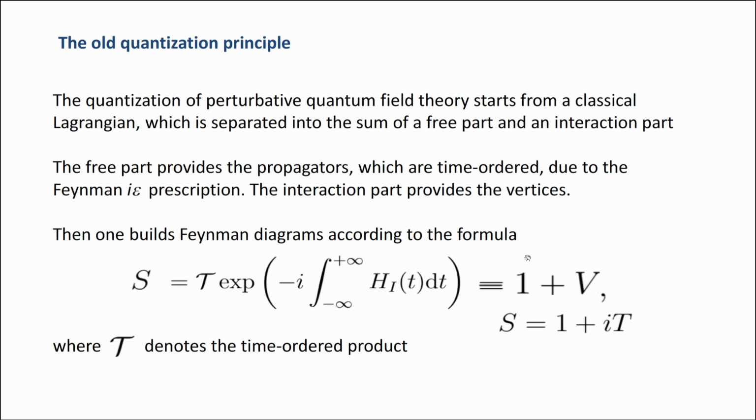The S matrix will be split into the sum of two terms. One is the identity, where nothing happens, and V is the amplitude. We will call it amplitude. Normally it is written as iT, but to save some i factors here and there, we will incorporate this i into the definition of V.